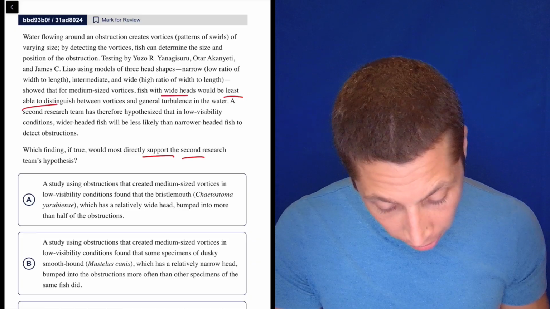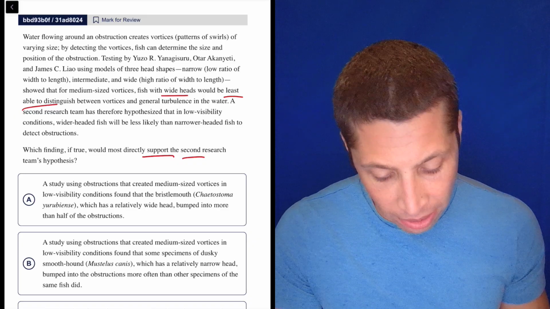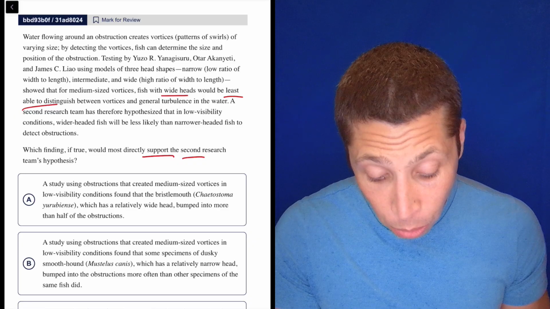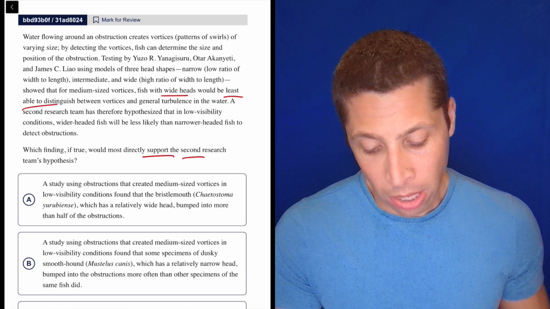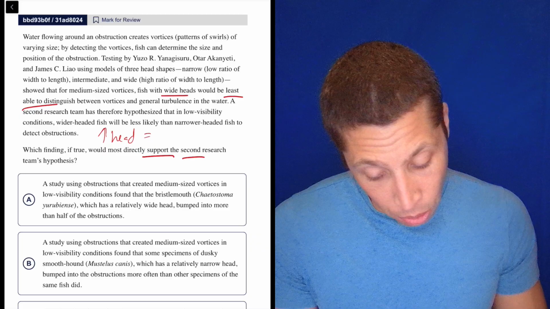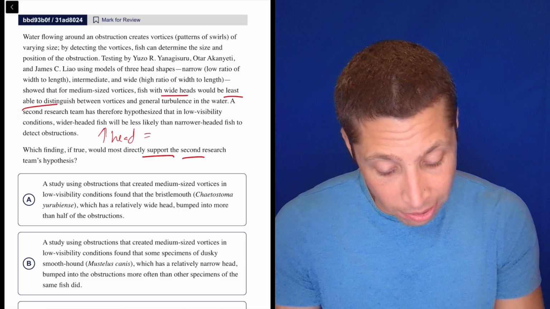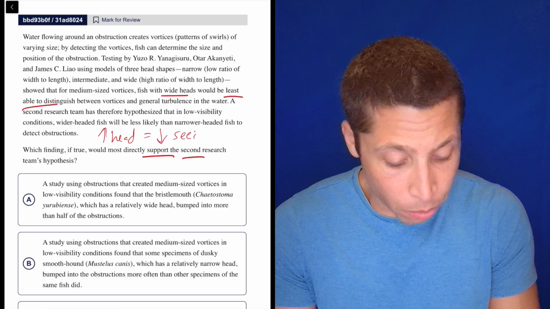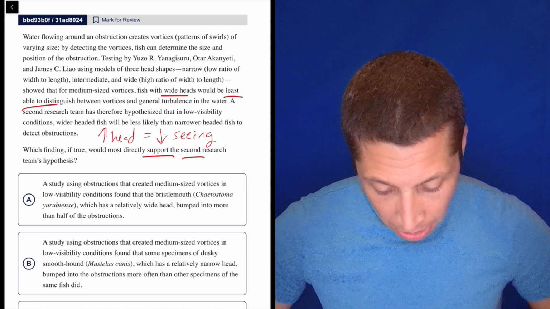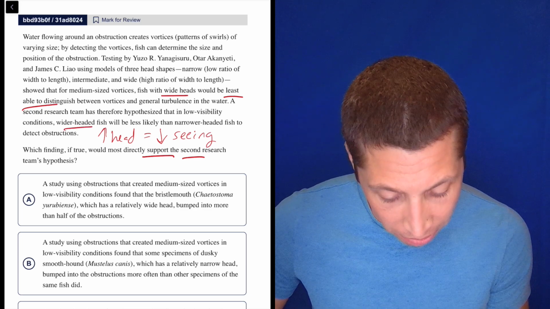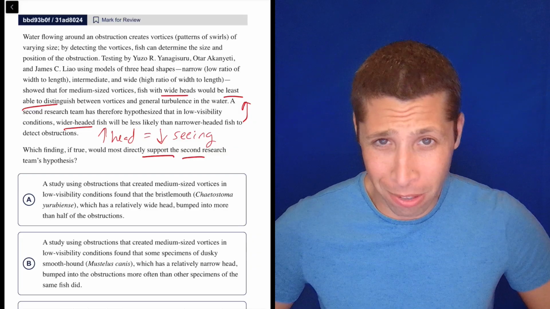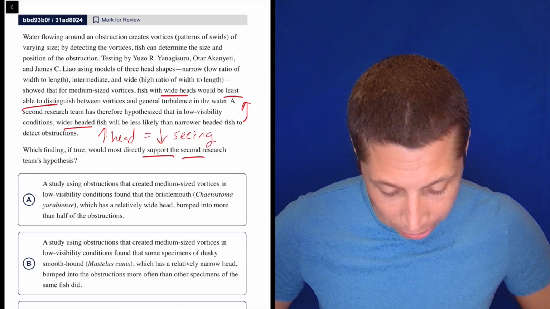Okay. A second research team has therefore hypothesized that in low visibility conditions, wider-headed fish will be less likely than narrower-headed fish to detect obstructions. So, dumb summary here, the bigger the head, the less likely to detect, so less seeing of things. Let's just see what the choices say and we can go from there. But this is basically repeating the same thing that they said up here. So it may not actually matter that we have two research teams because they're kind of saying the same thing, but let's take a look.